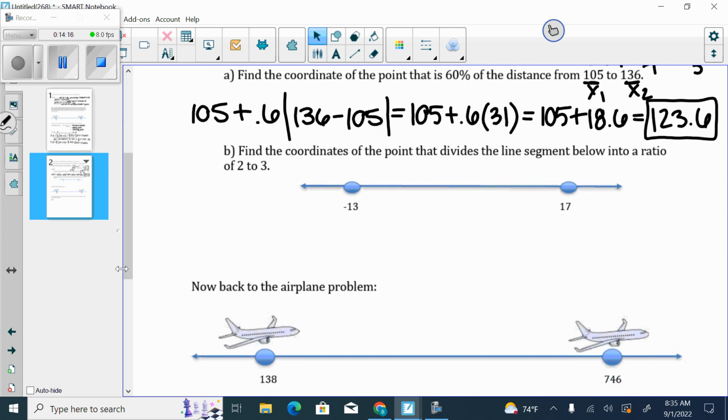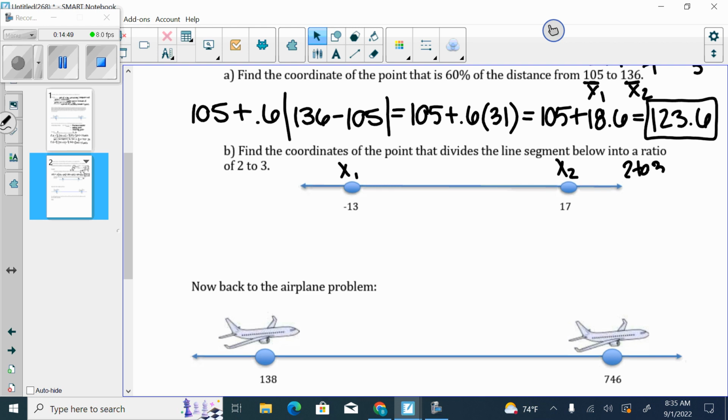Example B says find the coordinates of the point that divides the line segment below into a ratio of 2 to 3. Okay. They did not express to us which way we were going. So remember what I said yesterday. We would assume in that case that we must be moving from left to right. So this is my x1, and this is my x2. Okay? All right.